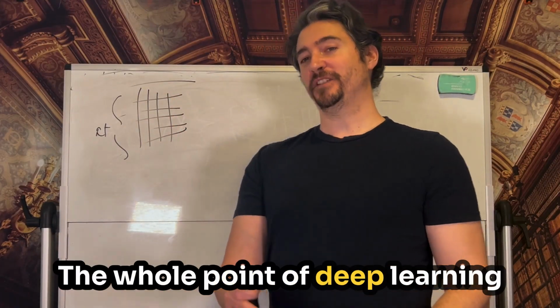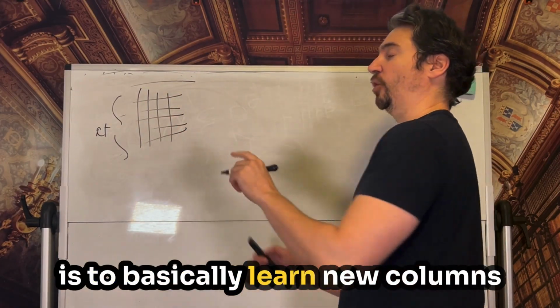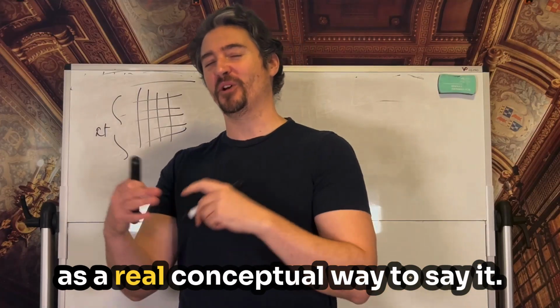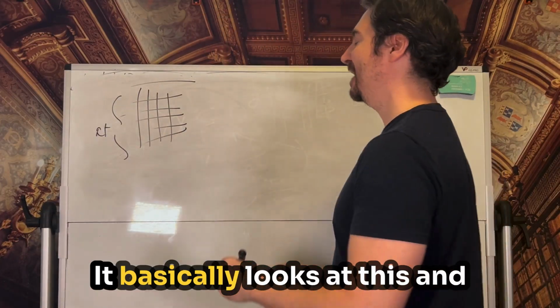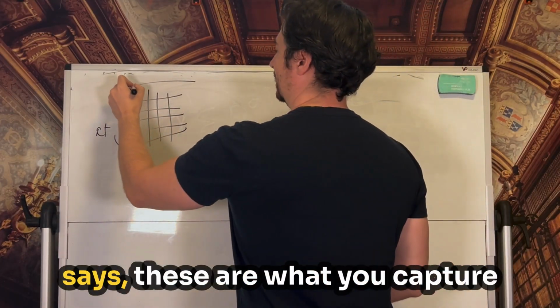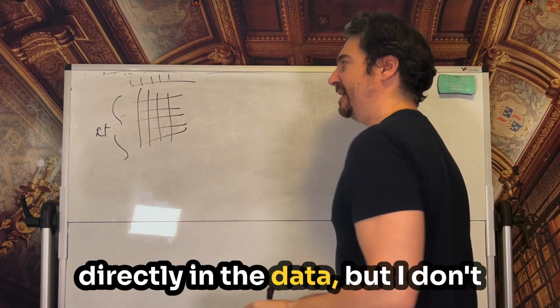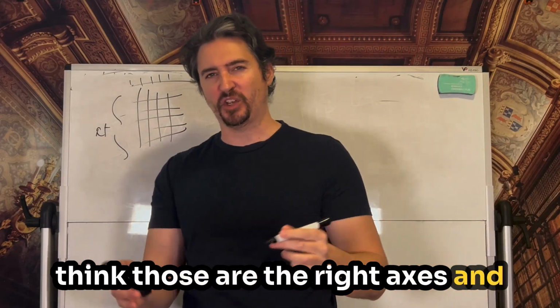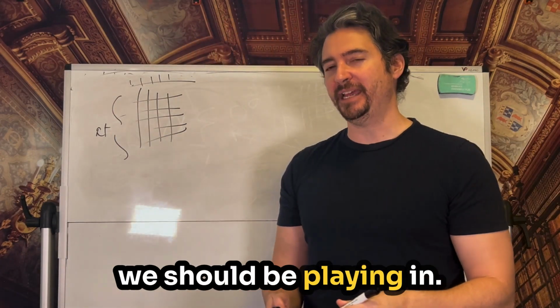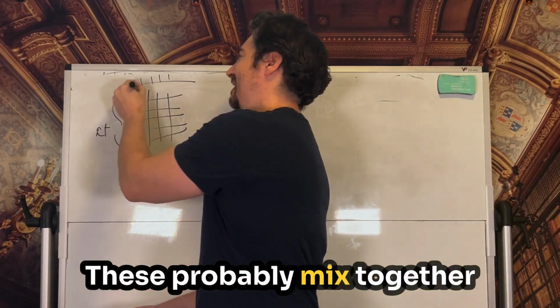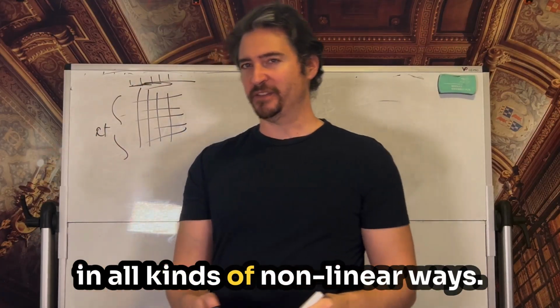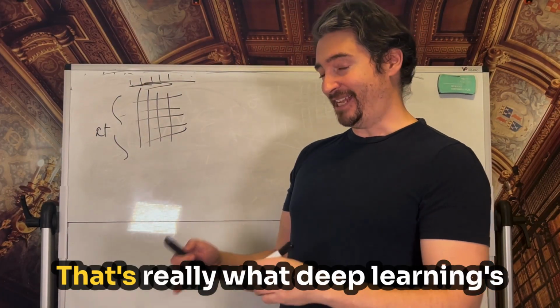The whole point of deep learning is to basically learn new columns. That is a real conceptual way to say it. It looks at this and says, these are what you capture directly in the data, but I don't think those are the right axes and coordinates of the playground we should be playing in. These probably mix together in all kinds of nonlinear ways. That's really what deep learning is about.